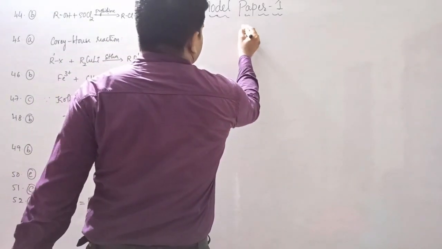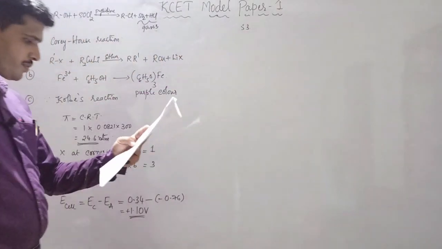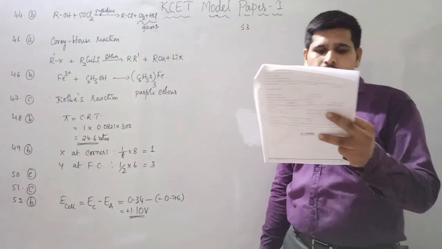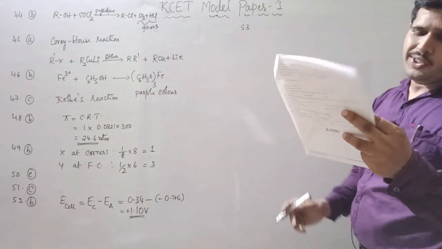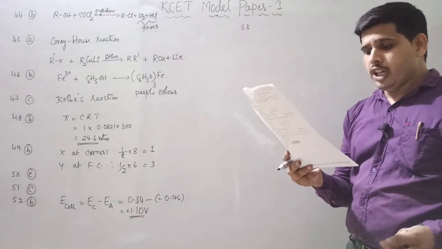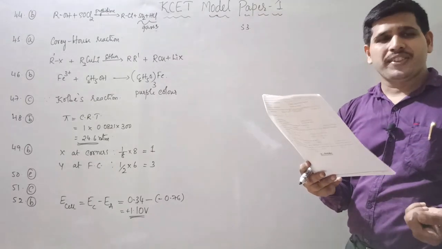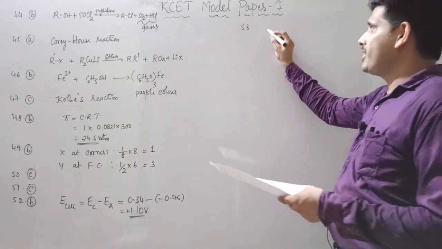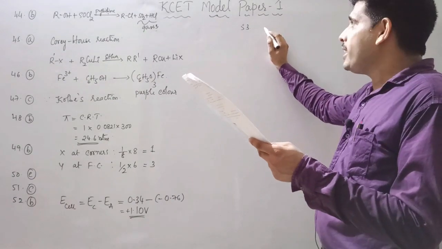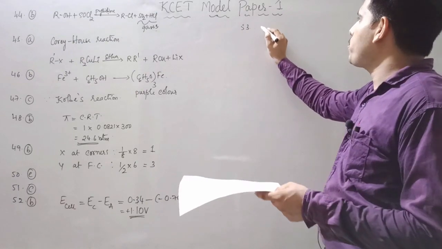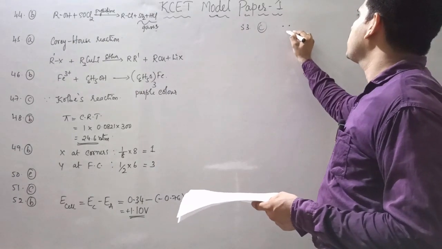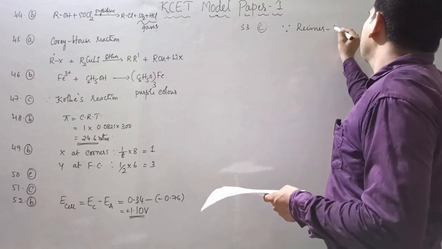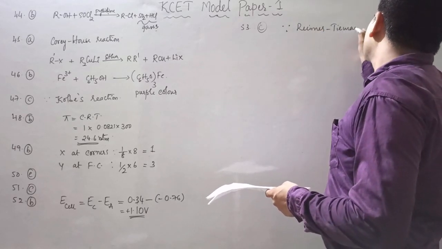53rd one. You are given phenol, then chloroform, NaOH and HCl. So phenol plus chloroform, the product X is, any idea? The Reimer-Tiemann reaction you might have heard of, isn't it? So the product is salicylaldehyde. So option C, because it is the Reimer-Tiemann reaction.